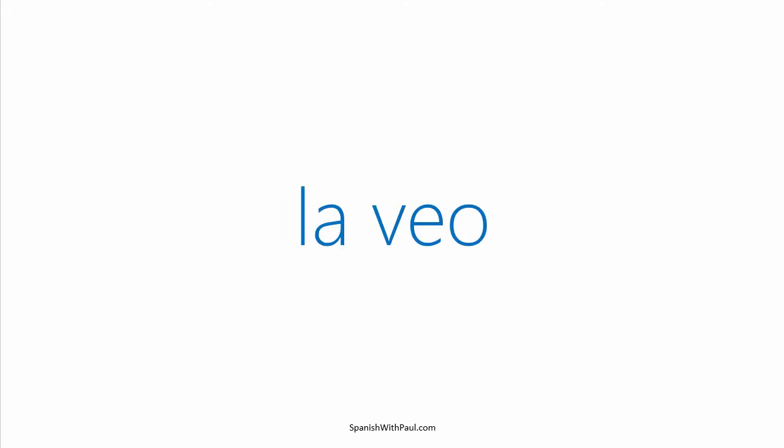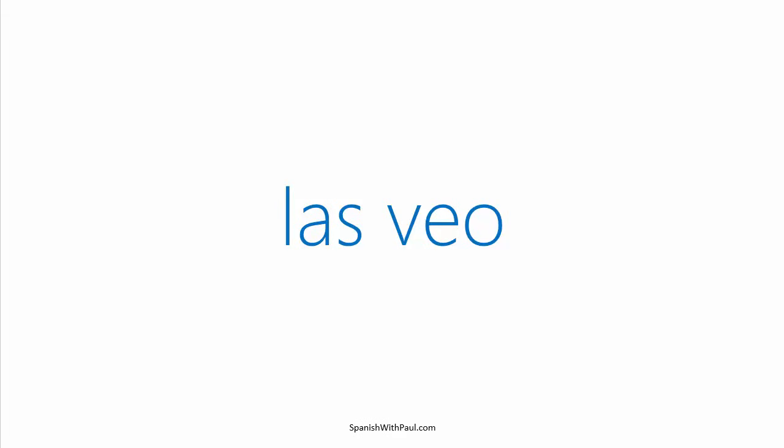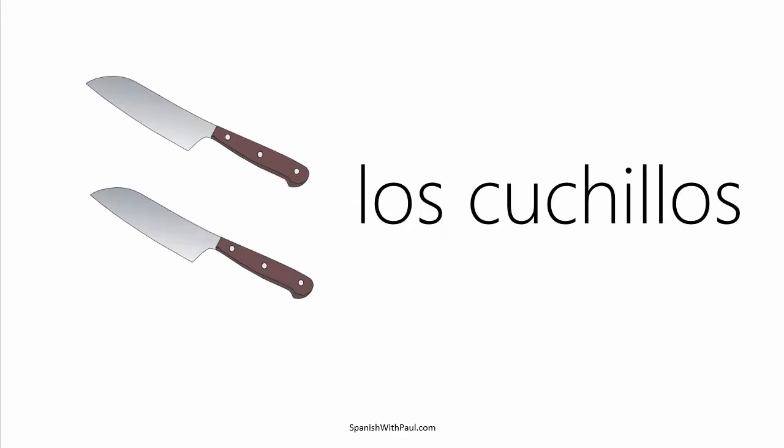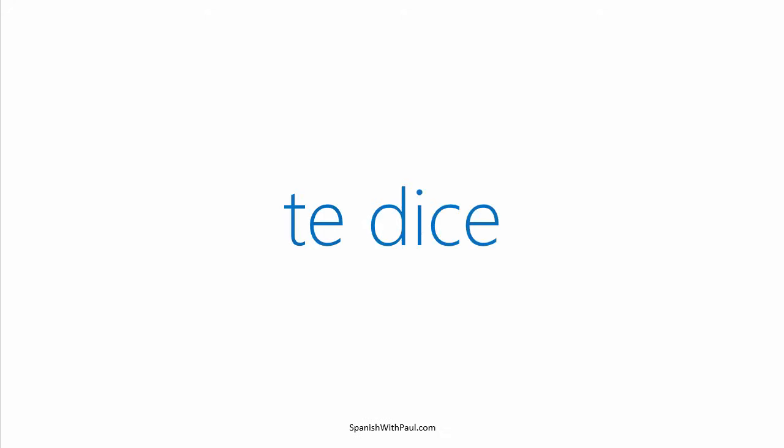La veo. What if we were talking about the pens, las plumas? How would you say, I see them? Las veo. Or two knives, los cuchillos. How would you say, I see them? Los veo. Let's switch verbs now. Dice means he tells. How would you say, he tells me? Me dice. He tells you. Te dice. He tells us. Nos dice.